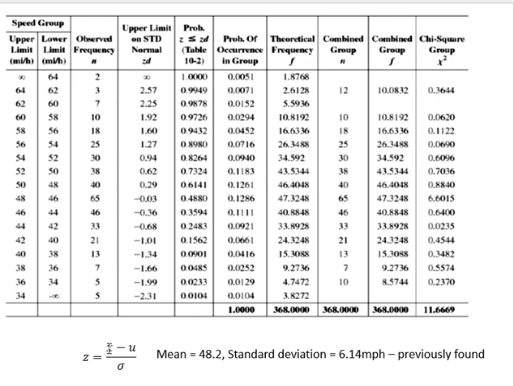We'll start from 64, so 64 will be x. Then mu will be 48.2 and sigma will be 6.14. This is how you get 2.57 here, and so on and so forth. Every time you just replace the upper limit, because the other two values, mean and standard deviation, don't change for the entire data set.